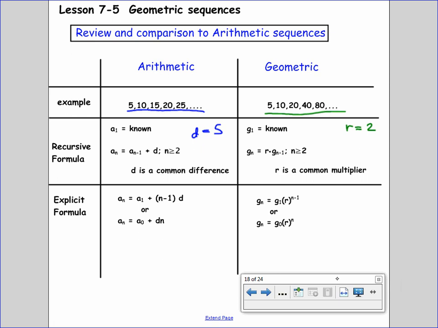And lastly, we have an explicit formula versus a recursive formula. The explicit formula, recall for A sub n, was a single function rule, which we could use to evaluate the nth term by plugging in the term number n and evaluating.